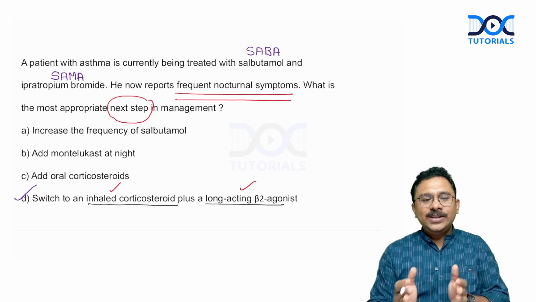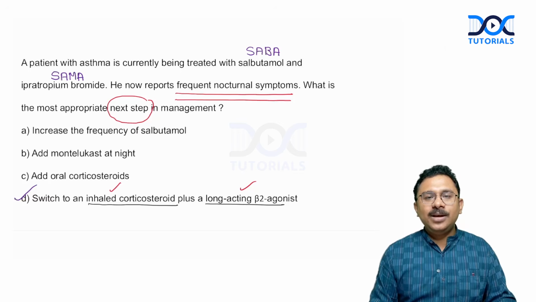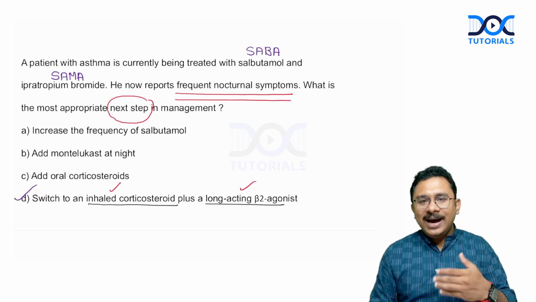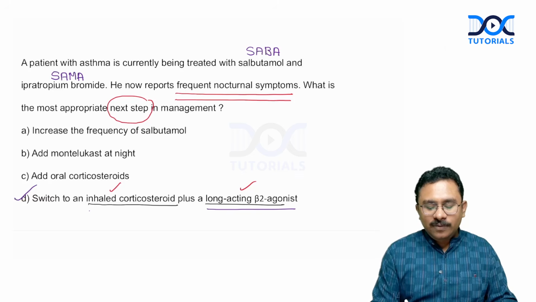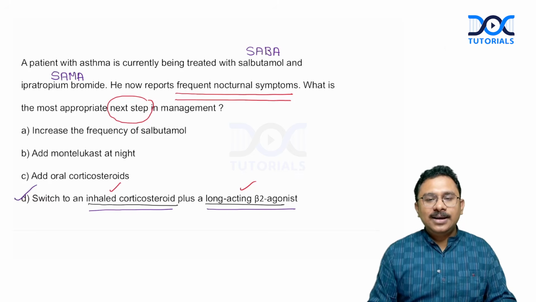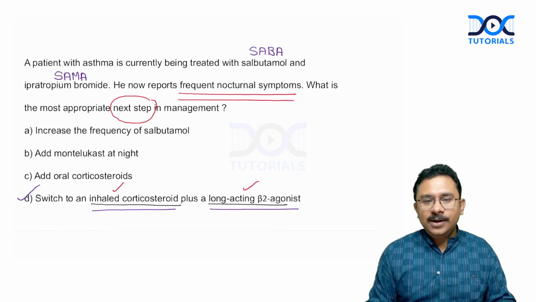So I've got to switch to an inhaled corticosteroid, because since the patient is having frequent nocturnal symptoms, you will have to not only give a bronchodilator, you also have to give an anti-inflammatory agent like a corticosteroid, which is why the answer is going to be option D. Okay, right.